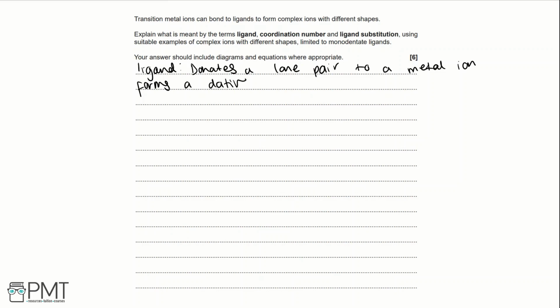So we're told to use monodentate ligands in this question. That means that we're only going to donate one lone pair and form one dative covalent bond with the central metal ion. If this was bidentate, you would have two parts of your ligand that would form a dative covalent bond with your metal ion.